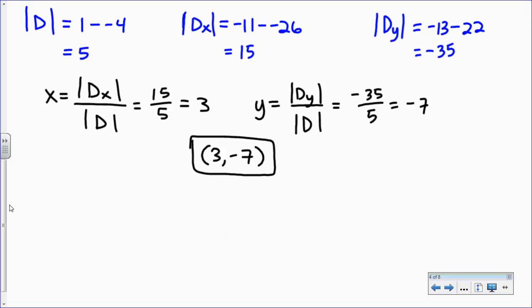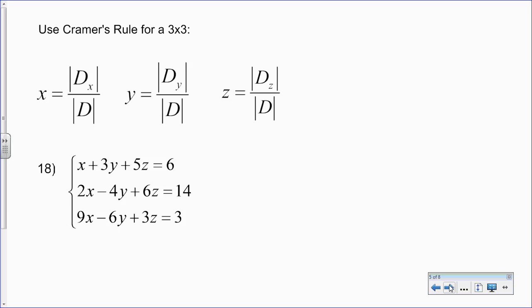So we can do this with a 3 by 3 matrix too. We just have a third variable. So you would find z by doing dz divided by d. Okay, so we'll do this the same way. I'm going to start with matrix D. I'm going to write that one up here. So matrix D is just a coefficient matrix.